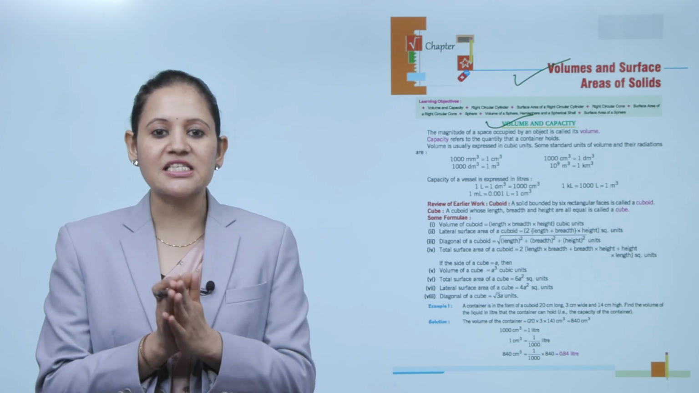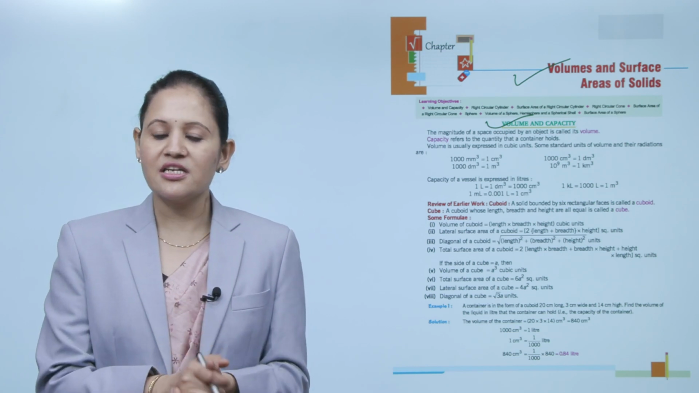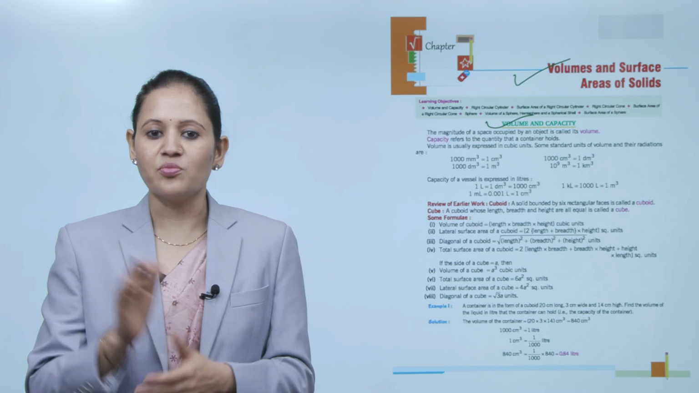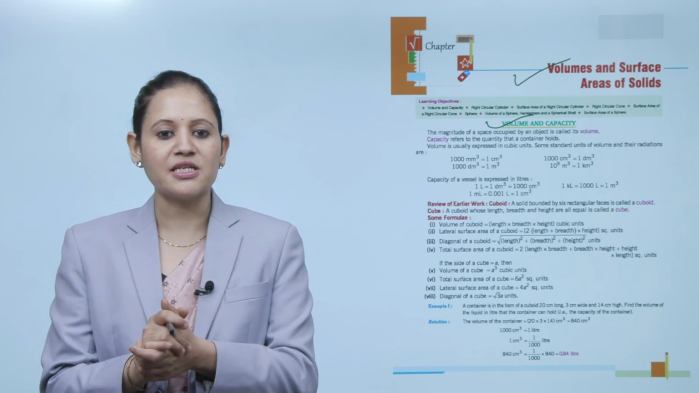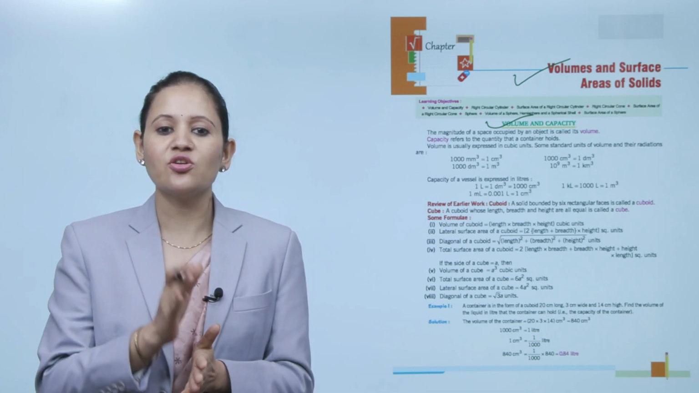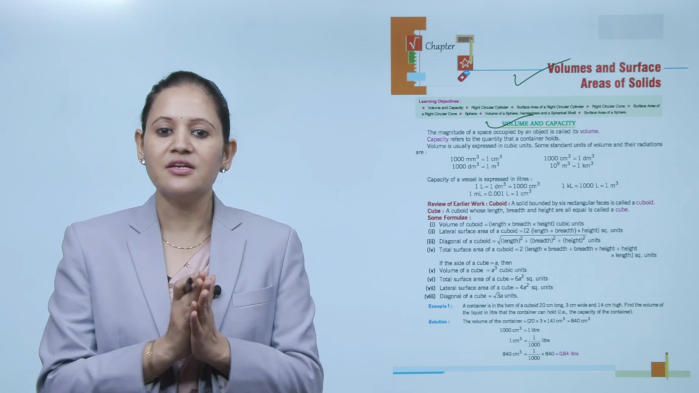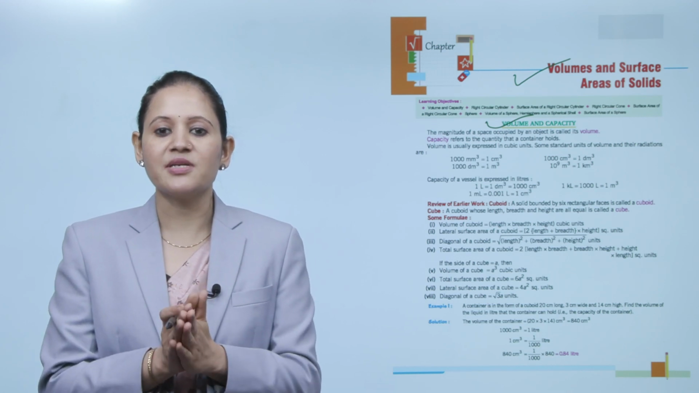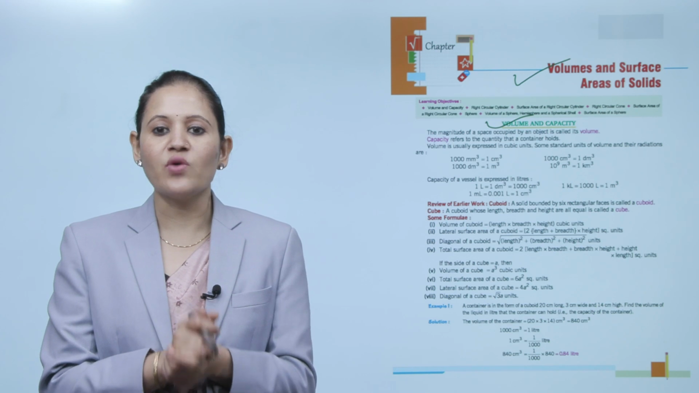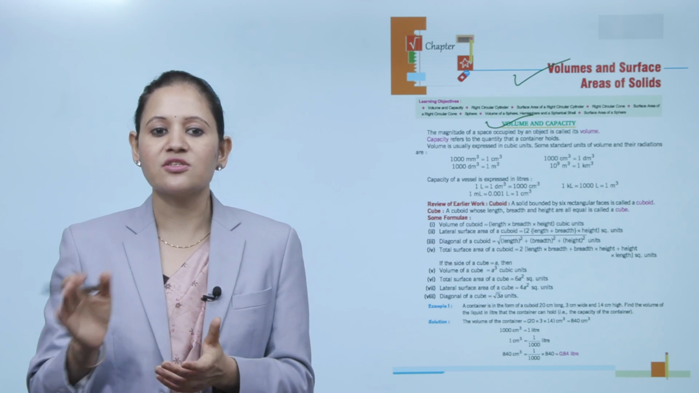Capacity of the vessel is expressed in liter. 1 liter equals 1 decimeter cube, that is equal to 1000 centimeter cube. 1 milliliter equals 0.001 liter, that is equal to 1 centimeter cube. 1 kiloliter equals 1000 liter, that is equal to 1 meter cube.